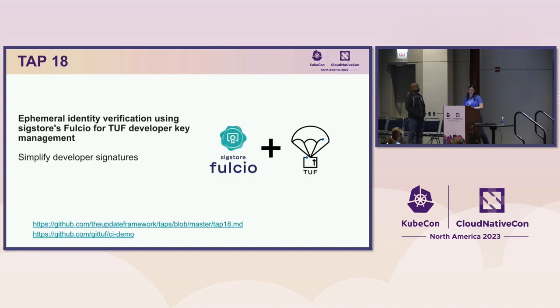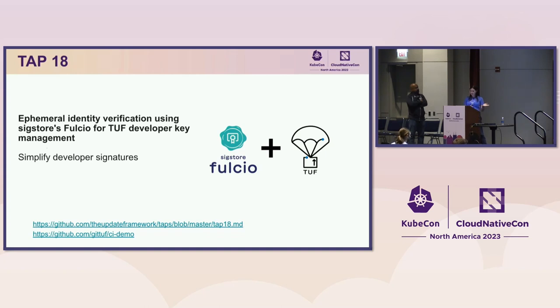And then next I'll talk a bit about TAP 18, which the official name is Ephemeral Identity Verification Using Sigstore's Fulcio for TUF Developer Key Management, which is a very long way to say that we're going to simplify developer signatures. Basically, in TUF, each developer who's signing one of those metadata files listing all those foo images has to have an actual cryptographic key. Either they have to have a YubiKey or they have to store this on their computer. They have to keep it secure over time, which can be tricky for developers, especially open source developers who don't want to have this extra overhead.